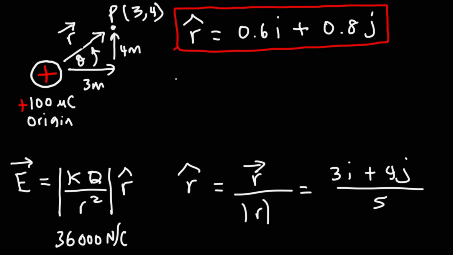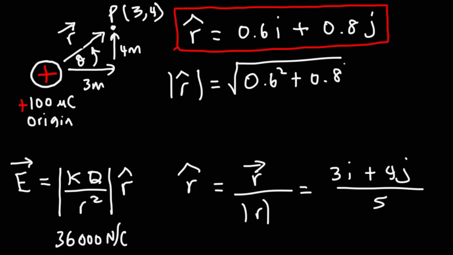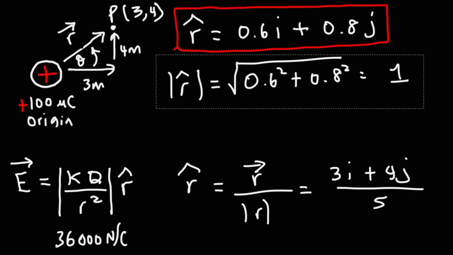Its magnitude is always going to be 1. Let me say that again. I think I said this was the position vector. That is the unit vector, so I want to clarify. If you were to take the magnitude of any unit vector, it's always going to be 1. So if you were to take the square root of 0.6 squared plus 0.8 squared, it's going to be 1. So multiplying the magnitude of the electric field vector by 1 will not change its magnitude, but it will give direction to that vector.